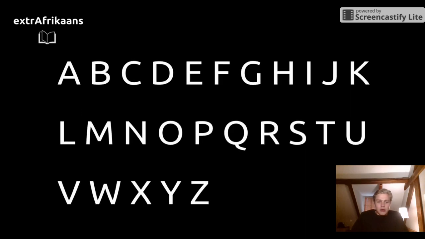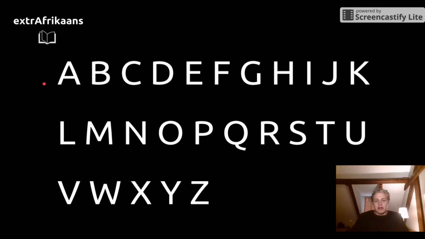Firstly, I'm just going to give you a rough sounding of the alphabet before we'll look at each letter individually. And then after that, we'll turn it back again so I can remind you of the sounding, just so you can listen to Afrikaans as much as possible. So we'll start with A, B, C, D, E, F, G, H, I, J, K, L, M, N, O, P, Q, R, S, T, U, V, W, X, Y, Z.